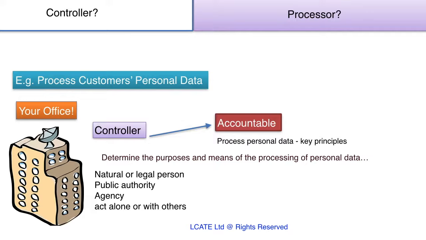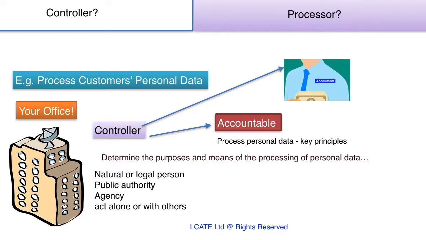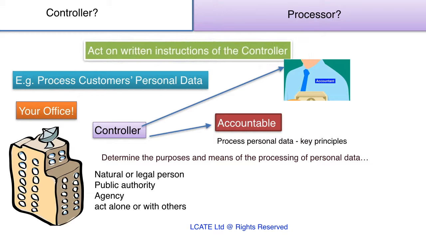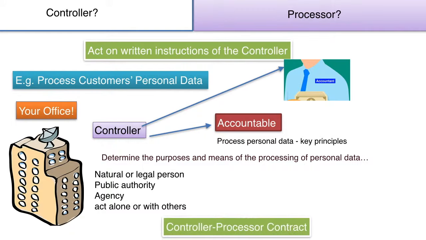So what do we mean by the processor? So you as a controller decide to transfer your customers' personal data to an independent organisation outside your particular organisation. In this particular case, the accountancy company would be what we call the processor. They would need to act on the written instructions of you, the controller, as far as processing the customer's personal data is concerned. And this is why we need what we call a controller-processor contract. This is here to protect the controller, to mitigate. So the actual processor only processes the personal data of the customers in line with your instructions.